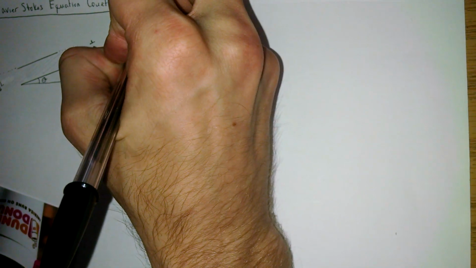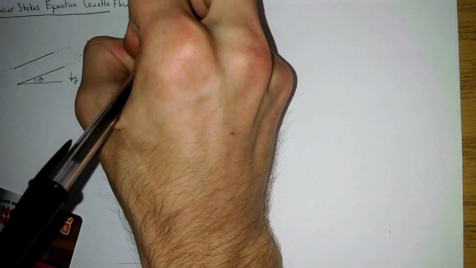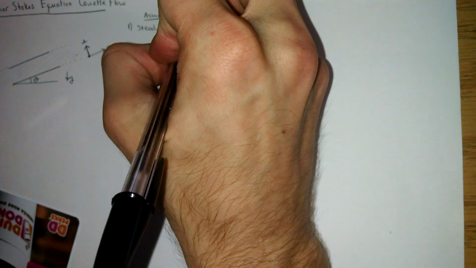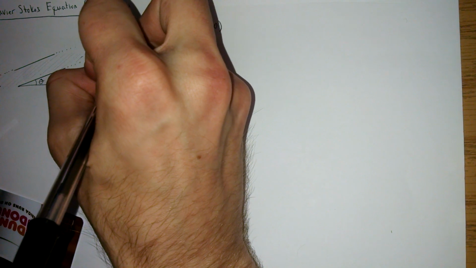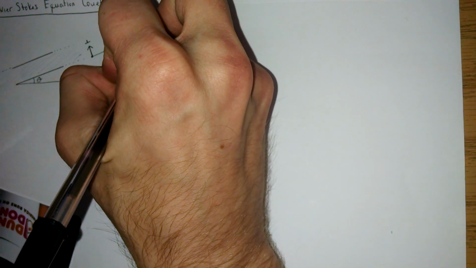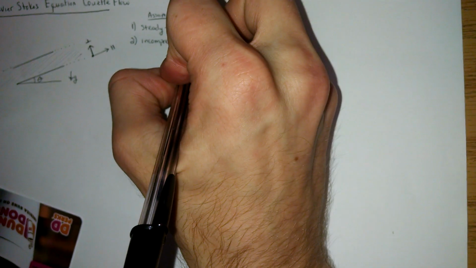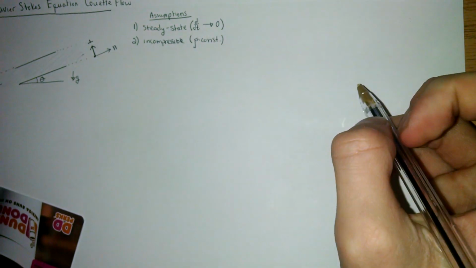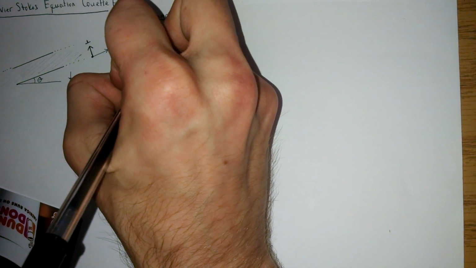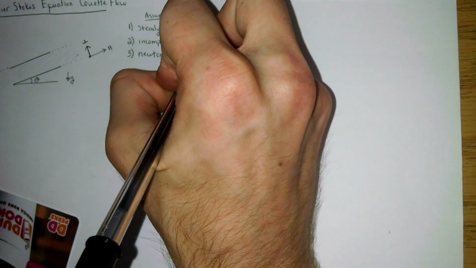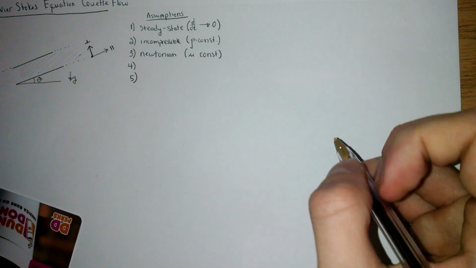So the assumptions that we're going to use are as follows. First, we're going to assume that the system is at some sort of steady state. What this means is that derivatives with respect to time or anything depending on time are going to go to zero. Our second assumption is that the fluid is going to be incompressible. This means that the density of the fluid is going to be constant. Third assumption is that the fluid's going to be Newtonian in behavior, and that means that the viscosity is going to be constant as well. So these last two assumptions sort of go together.